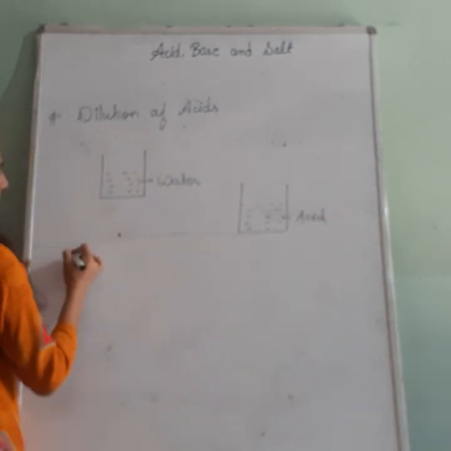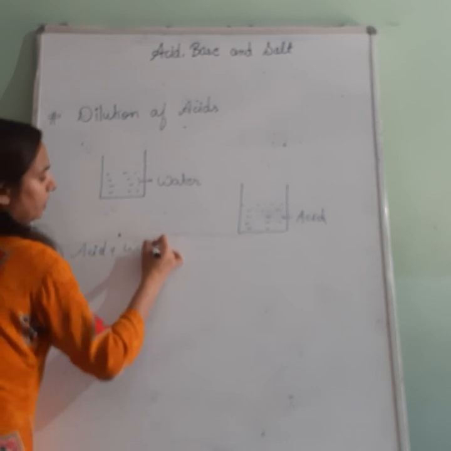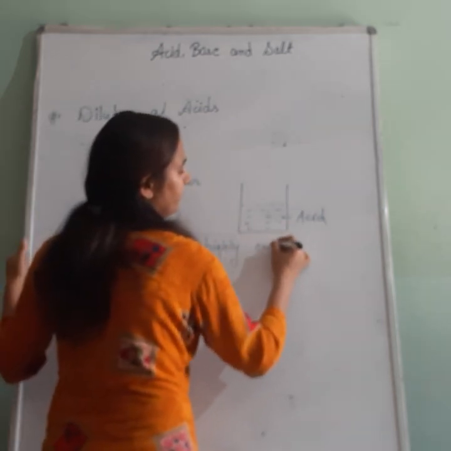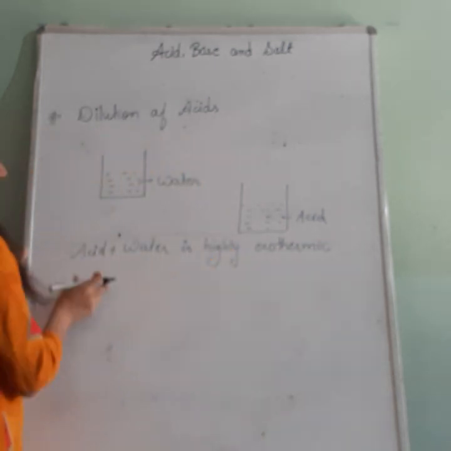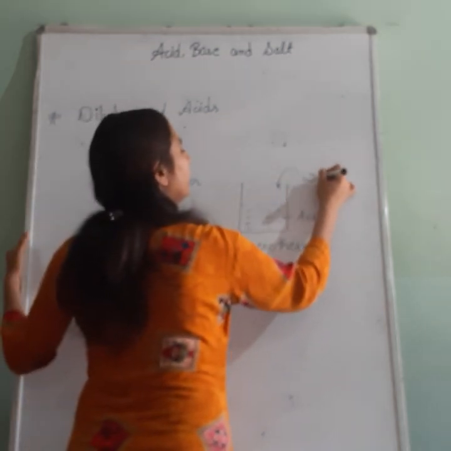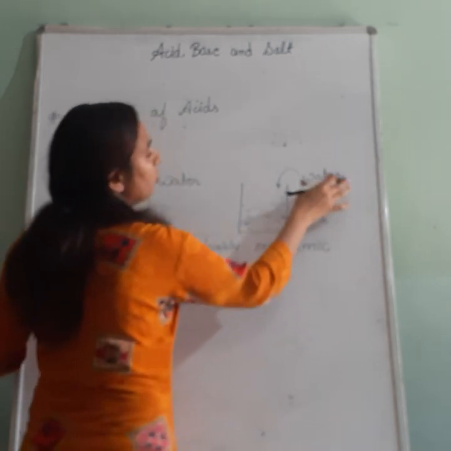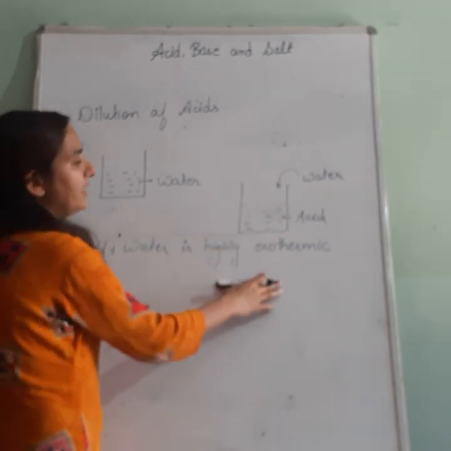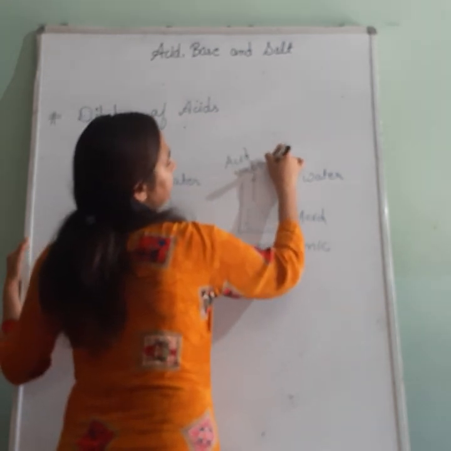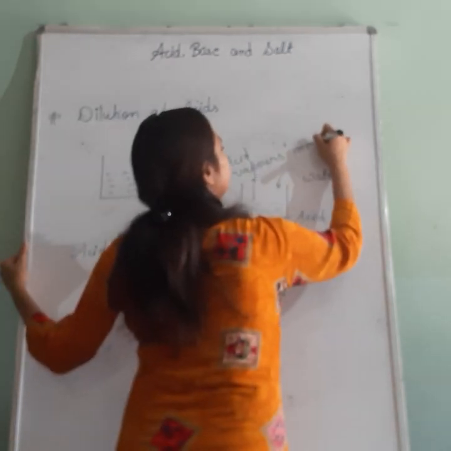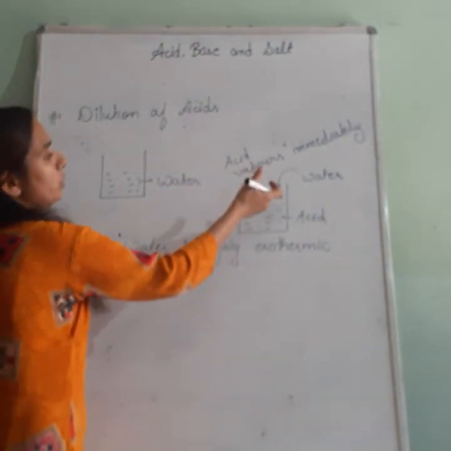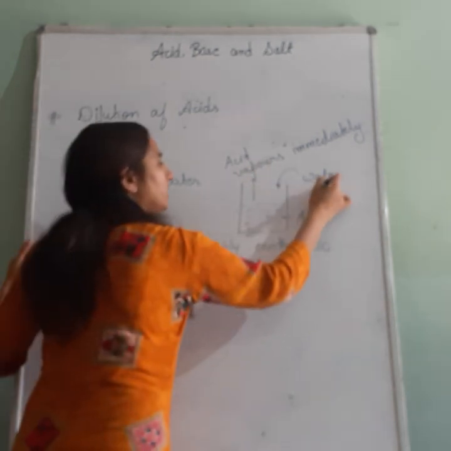You have to remember one thing, that the reaction of acid and water is highly exothermic. If you put water here, the amount of acid is large and amount of water is less. If you put water here, the reaction is highly exothermic and acid converted into acid vapors immediately. And maybe these vapors come to the face of the person who is doing this experiment. So this one is quite wrong method.